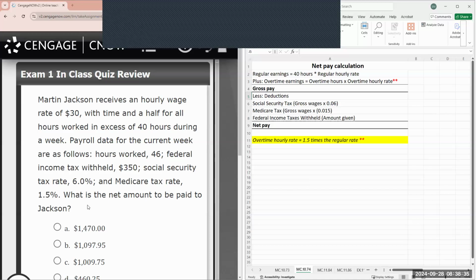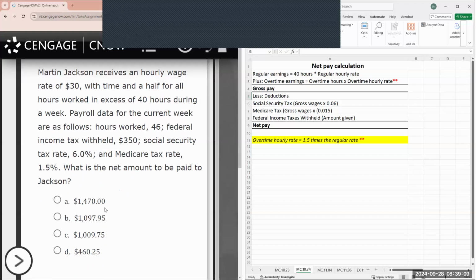So now this next problem asks, what is the net amount to be paid to Jackson? Martin Jackson receives an hourly wage rate of $30 with time and a half for all hours worked in excess of 40 hours during a week. Payroll data for the current week are as follows: hours worked, 46, federal income tax withheld, $350. The Social Security tax rate is 6.0. Medicare tax rate is 1.5. What is the net amount to be paid to Jackson?